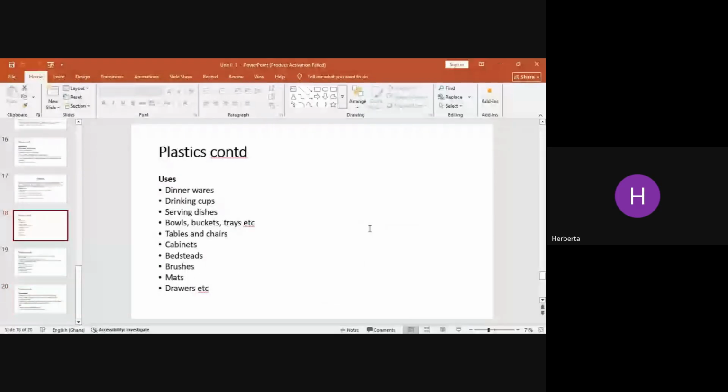What are the uses of these plastics? Plastics are used as dinnerwares, drinking cups, serving dishes, bowls, bucket trays, tables and chairs, cabinets, brushes, mats, and then drawers.